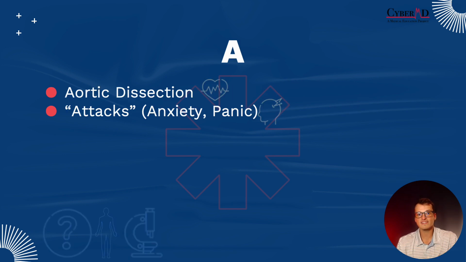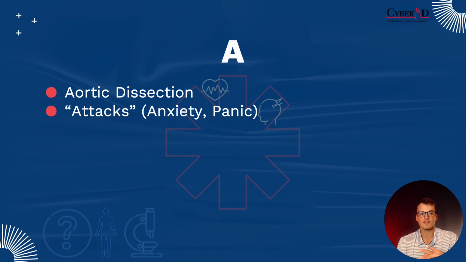Okay, second to last is the letter A. So for A, you're going to be thinking about aortic dissection and attacks, i.e. panic attacks and anxiety attacks. So for these patients, you can ask questions like, was the onset of the pain sudden? Does it feel like it's tearing? Oftentimes these patients describe this pain as a tearing chest pain. Does it radiate anywhere? Does it radiate to the back specifically? That's maybe a little bit more concerning for an aortic dissection.